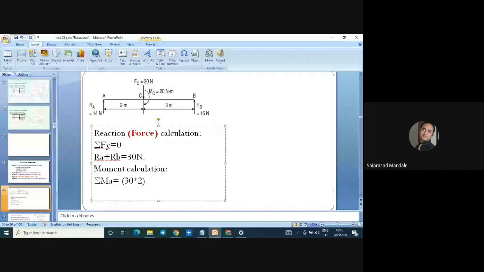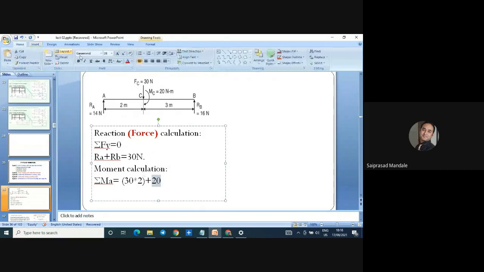When there is a moment calculation, moment is nothing but force into distance, and if a separate moment is there, we have to add it. So 30 into 2, it is a clockwise moment, so we have to add 20 directly as it is. I have added 20 as it is because it is a moment. Minus RB. We don't know the value of RB, so I'm going to write RB into 5.